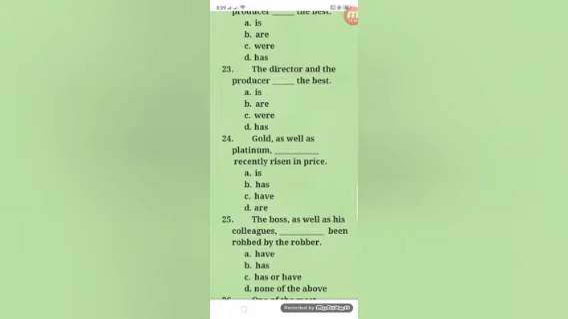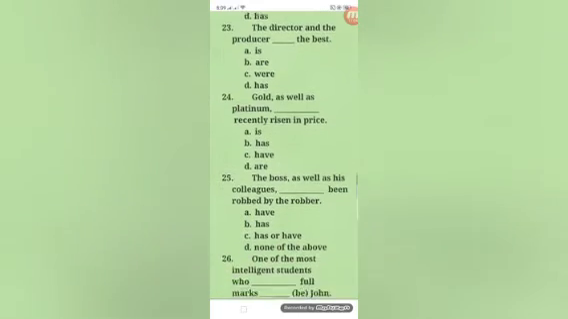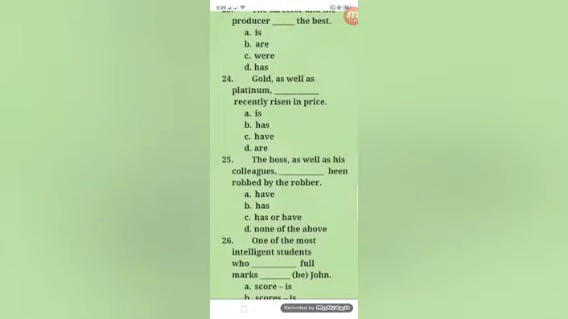But if there is a time expression like last night or last year, like that, then you can only use were. But since there is no such thing as that, there are two possible answers here, and that's are and were.